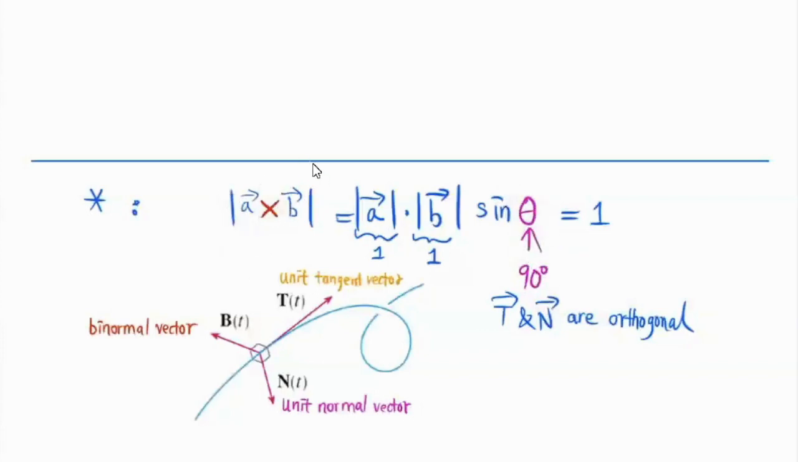So the magnitude of A cross B will be 1. So when you have a unit vector crossed with another unit vector, and if the angle between them is 90 degrees, if they are orthogonal, then the cross product here will also be a unit vector. So the unit tangent vector, the unit normal vector, and the binormal vector are all unit vectors, and they are orthogonal to each other.